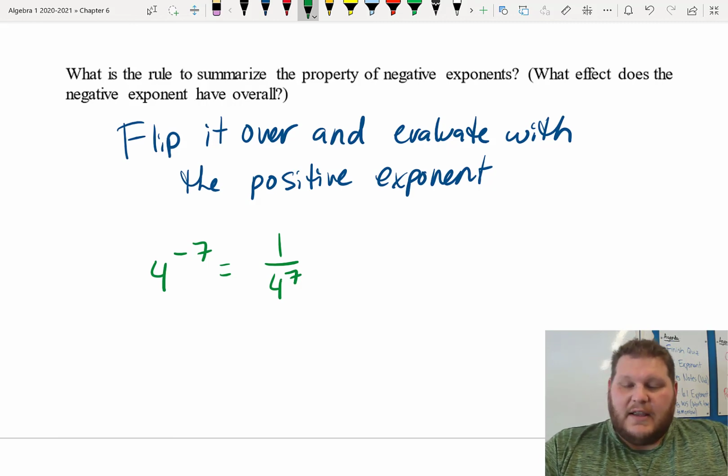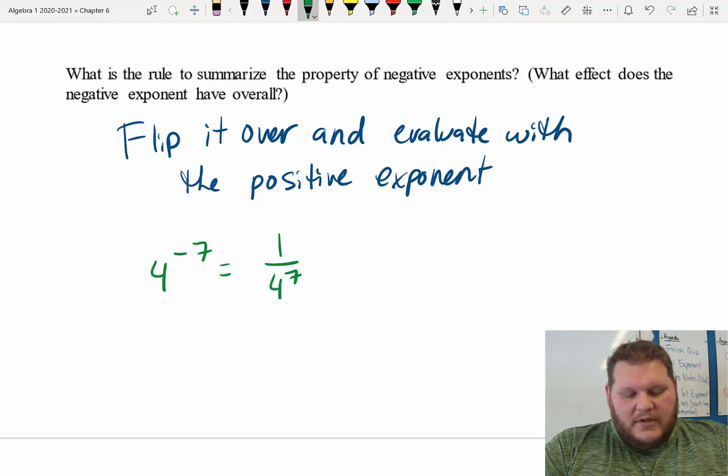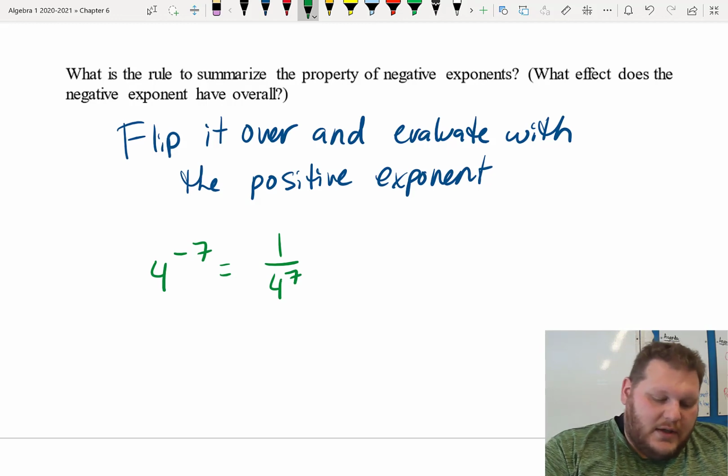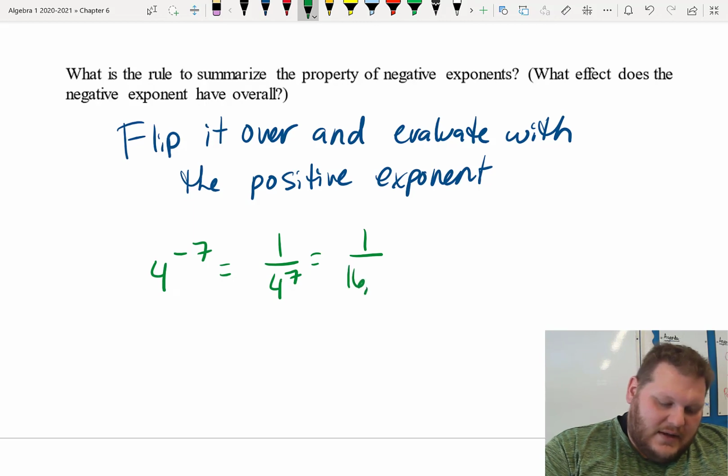So if I was going to leave it like this, that's fine. You wouldn't necessarily have to evaluate 4 to the 7th power, but if you wanted to, this would be 1 over 16,384.